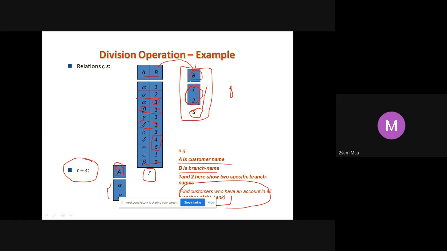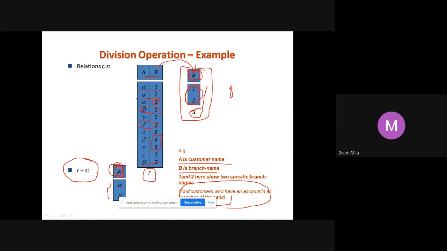So when I do that, B is the attribute that we have taken here in the table S. So your result should always contain the attribute A only. You cannot have B in the resultant table. Okay. So who are the customers who have an account in this branch 1 and 2?